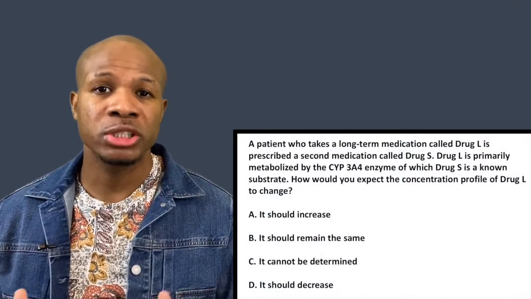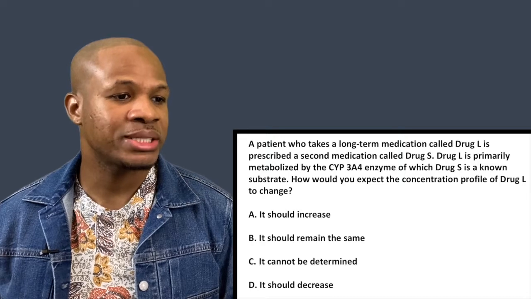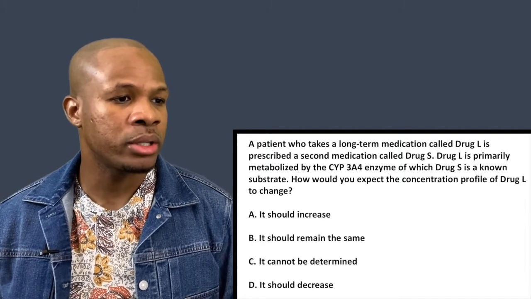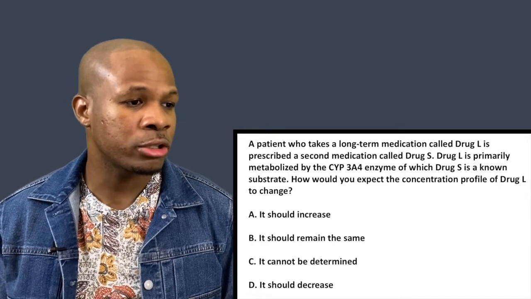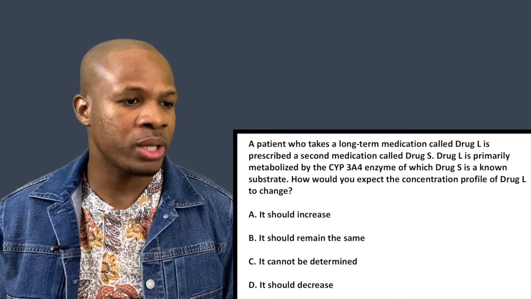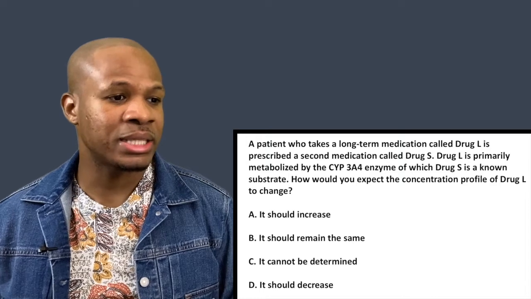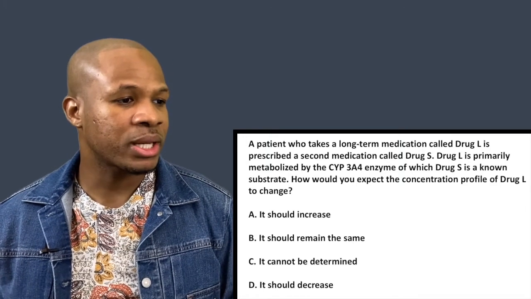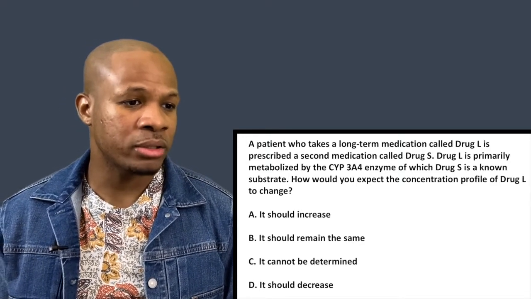Question number one says, a patient who takes a long-term medication called drug L is prescribed a second medication called drug S. Drug L is primarily metabolized by the CYP3A4 enzyme, of which drug S is a known substrate. How would you expect the concentration profile of drug L to change?